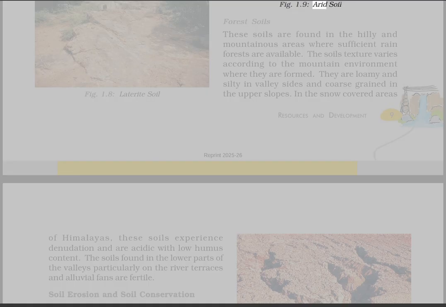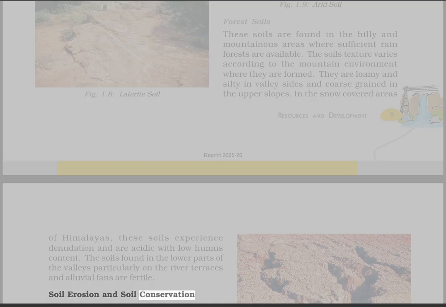Fig 1.9, Arid soil. Forest soils. These soils are found in the hilly and mountainous areas where sufficient rain forests are available. The soil's texture varies according to the mountain environment where they are formed. They are loamy and silty in valley sides and coarse-grained in the upper slopes. In the snow-covered areas of Himalayas, these soils experience denudation and are acidic with low humus content. The soils found in the lower parts of the valleys, particularly on the river terraces and alluvial fans, are fertile.